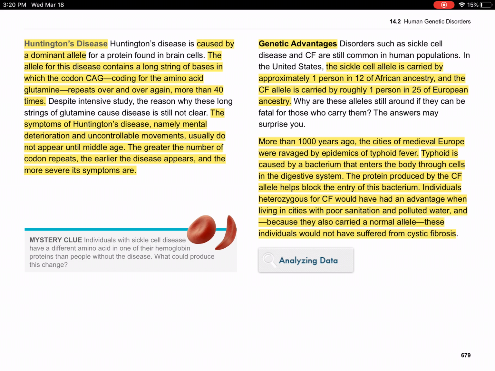For example, it talks about in the highlight here, more than 1,000 years ago, there was a typhoid epidemic in Europe, but people that were heterozygous for cystic fibrosis had the ability to block the bacterium that caused typhoid fever, and so they were immune to the fever, and they survived. Those that weren't immune did not survive, and that is one reason the cystic fibrosis gene is more prevalent in people of European ancestry.